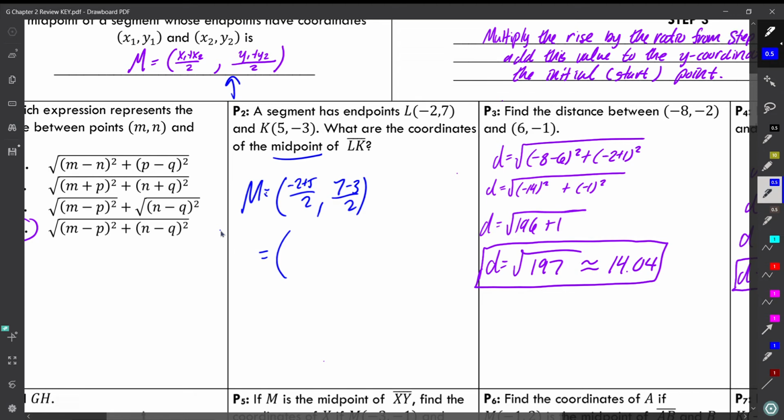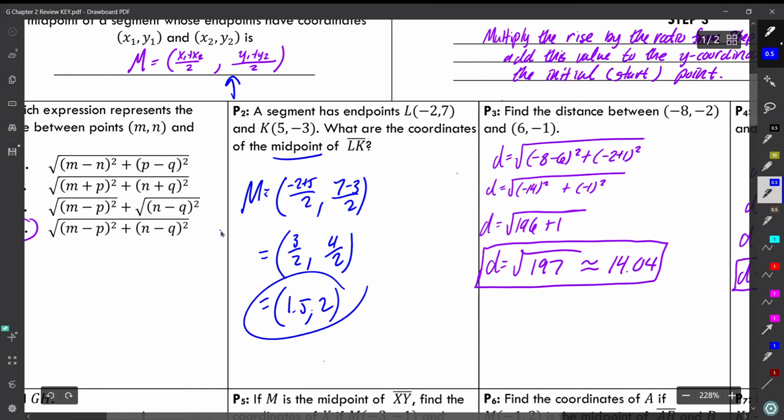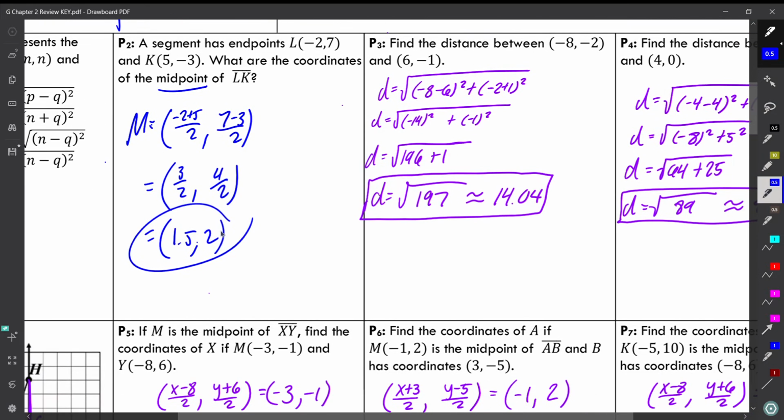-2 plus 5 is 3. Then divided by 2 is going to give me 1.5. I'll write it out for you. And this is 4 over 2. Now we can simplify this to 1.5, comma 2. And that's our answer. So that's the midpoint of the segment LK that has those 2 points as endpoints.